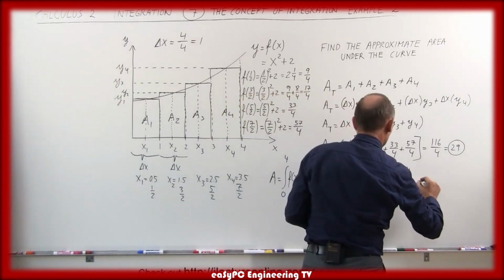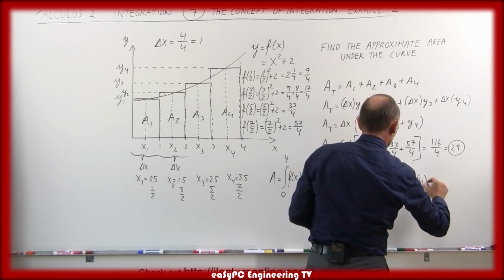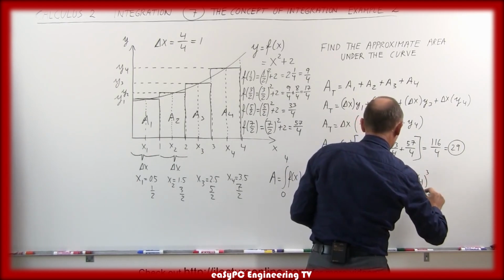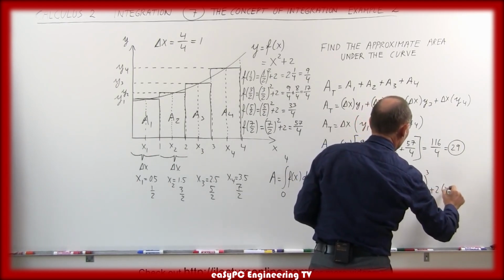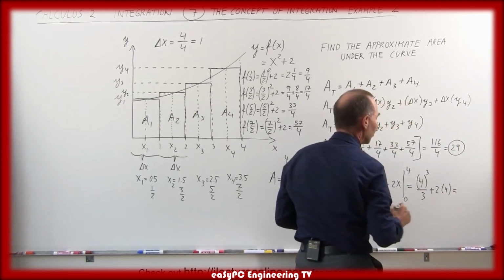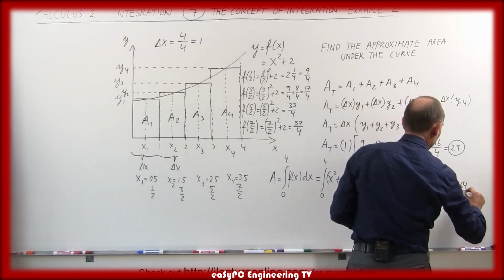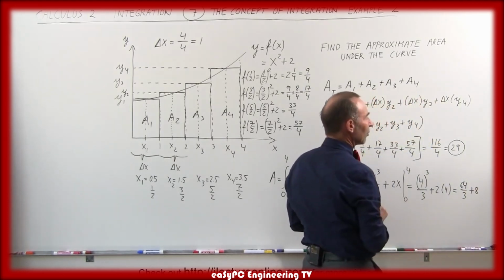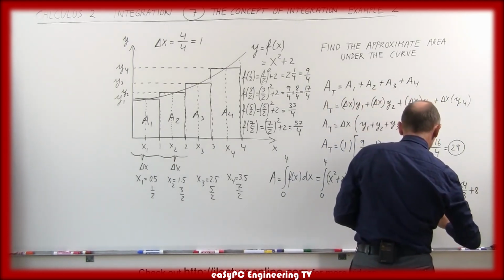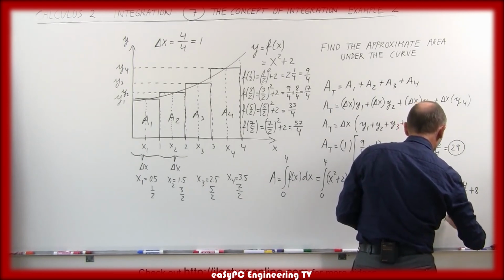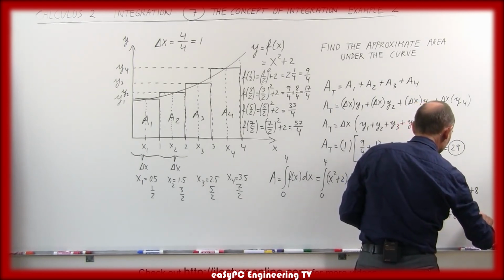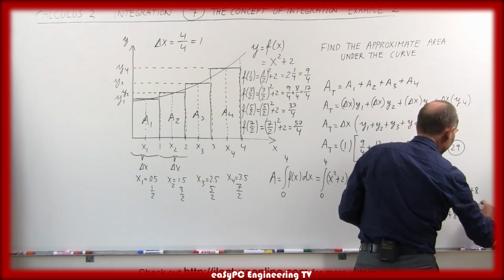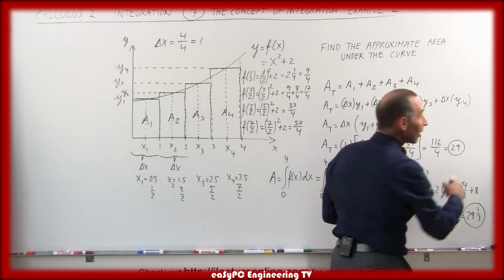This is equal to 4 cubed divided by 3 plus 2 times 4. 4 cubed is 64. That's 64 divided by 3 plus 8. 64 divided by 3, that's 21 1/3. That's equal to 21 1/3 plus 8, which is equal to 29 1/3. Notice that is the exact area, and this is the approximated area.